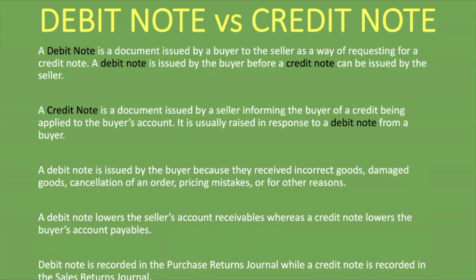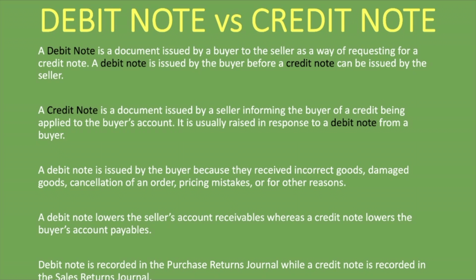A debit note is recorded in the purchase returns journal, and obviously that is by the buyer. It's recorded by the buyer. Remember, purchase returns, we purchased but now we are returning. So when we are issuing a debit note, obviously we'll record it in the purchase returns journal to say, hey, we are returning goods here or the service here.